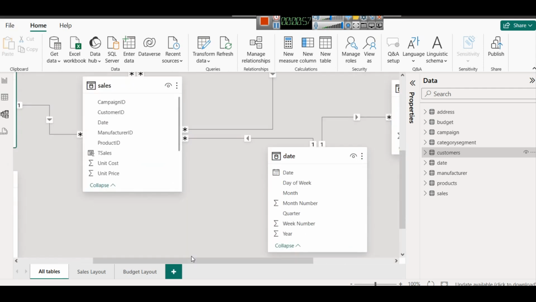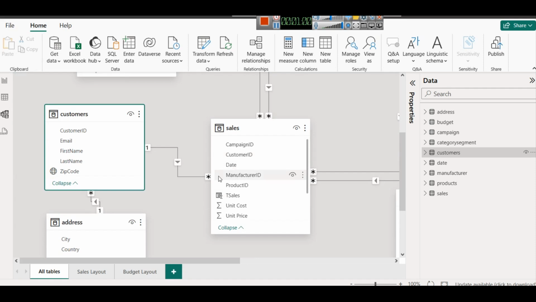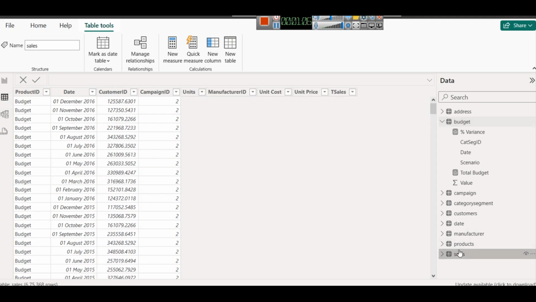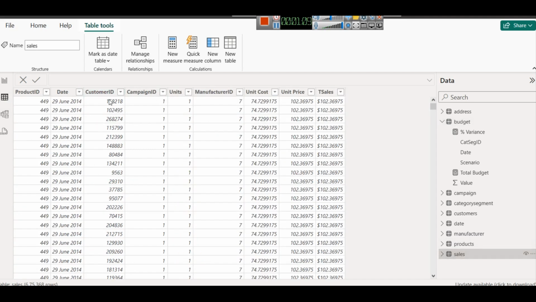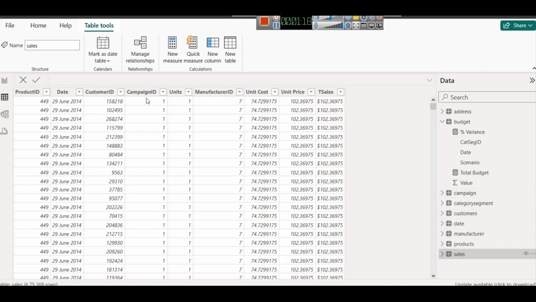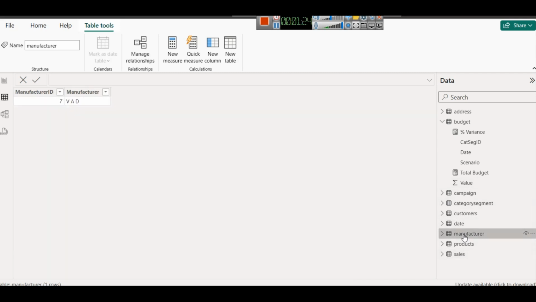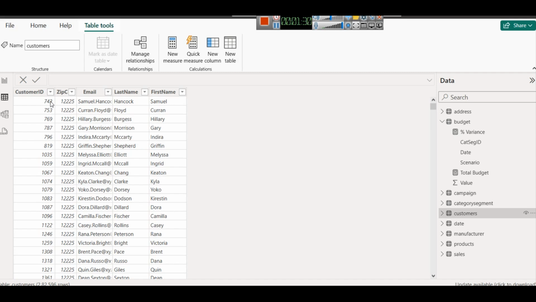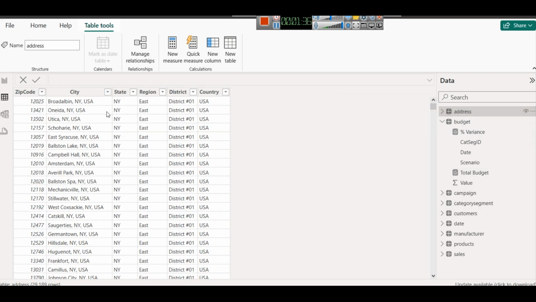Like for example, here when sales is happening, we have customer ID. So if you look at the sales table, we have the customer's ID here. Okay, but the information of this customer is given here. Similarly, when the sales is happening, we also have manufacturer's ID. The information about this manufacturer is given here. One more thing is, when we are seeing customers information, their zip code and their address information is given here, okay, in this table. So this type of relationship can be there.